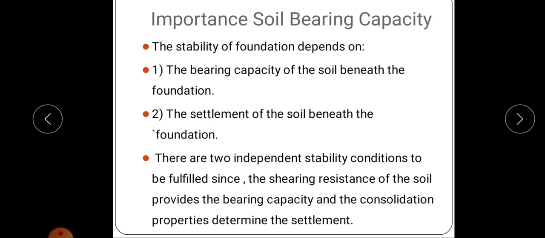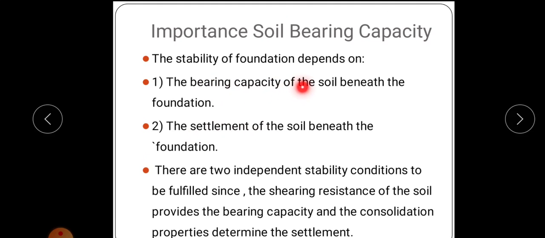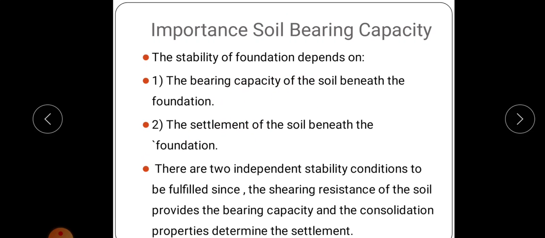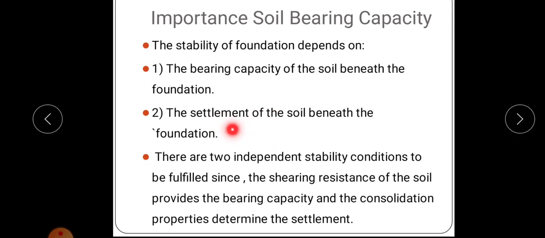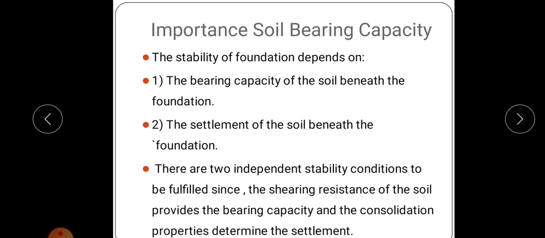So in brief, the two important parameters to be considered while designing a foundation are the bearing capacity and settlement. That is, the bearing capacity should be such that the soil should not fail under shear, and the settlement should be within permissible limit. So these are the two important points while we are designing a foundation.